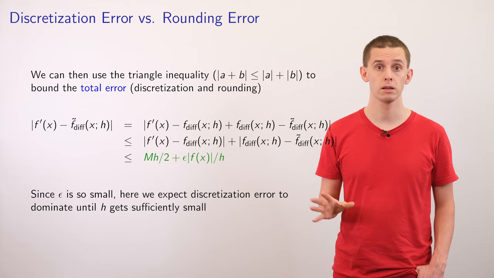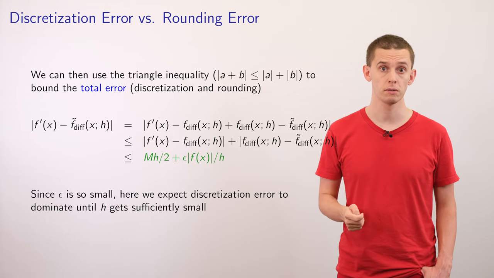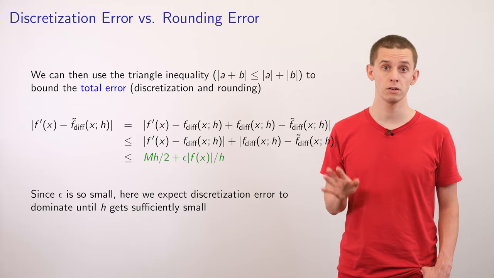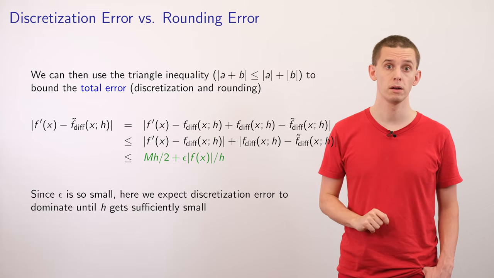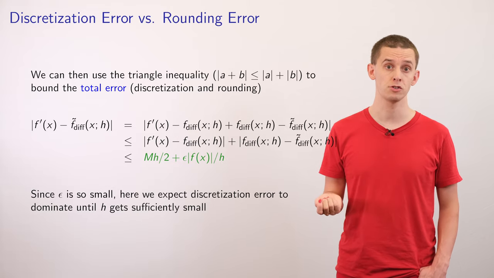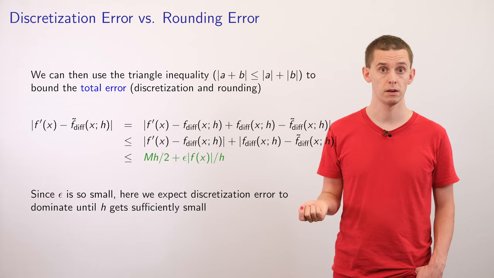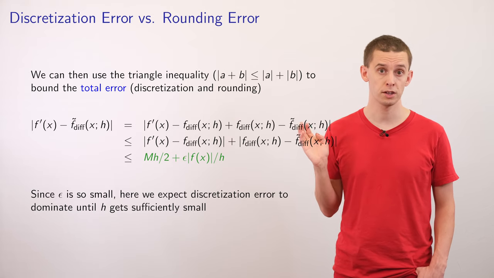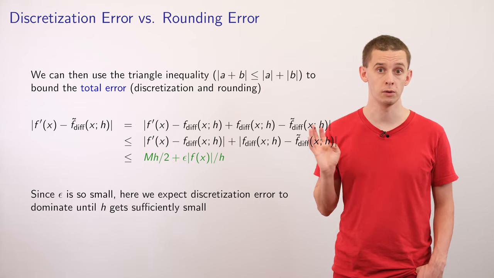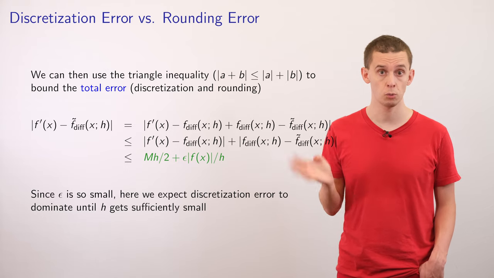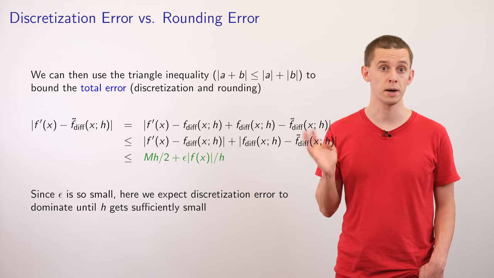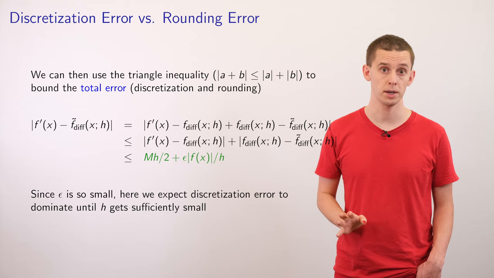So typically, because epsilon is so small, around 10 to the minus 16 on modern computer hardware, we would expect that the discretization error would probably dominate. However, if h gets very small, then because it has this 1 over h factor, we might find that the rounding error might dominate.